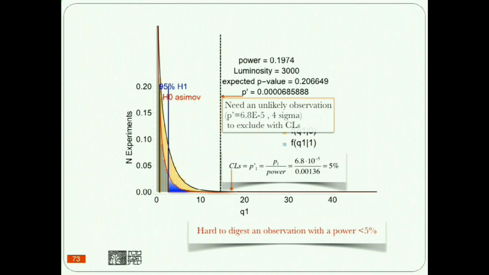But look, this is crazy. You won't believe it because the p-value for the alternative hypothesis is also so low. You could do it, but you won't believe this thing. So it's hard to digest an observation with the power of less than 5%. I mean, the power is not at least something like 50%. You don't believe anything you're doing. This is my opinion.